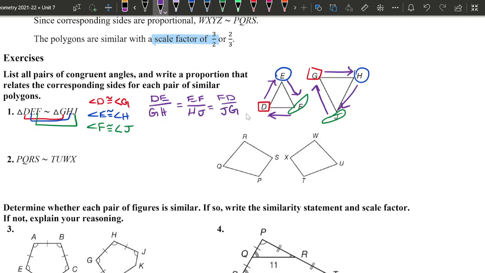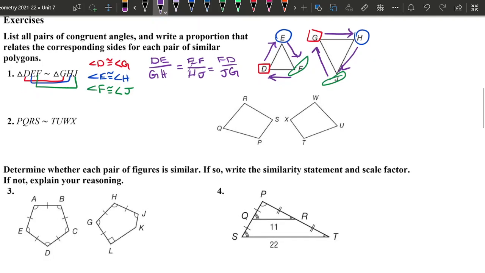And again, if you started in a different spot or went a different direction in naming your sides, then your letters are going to look different. But this already tells us that this is similar, because we have the similarity statement. So we're not trying to prove that it's similar. We're just saying how it is similar, because we're already told that it is. I'm not going to do the second one, because I feel like y'all get that.